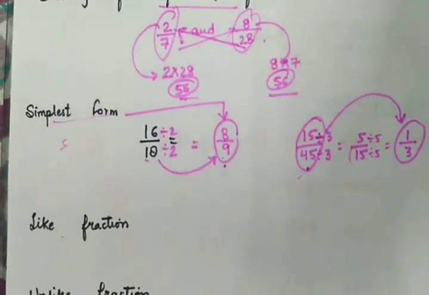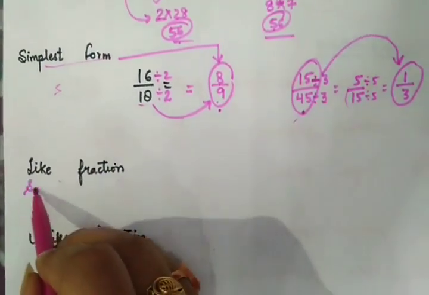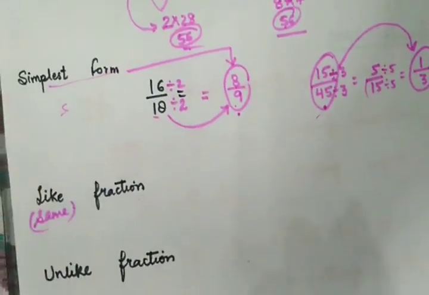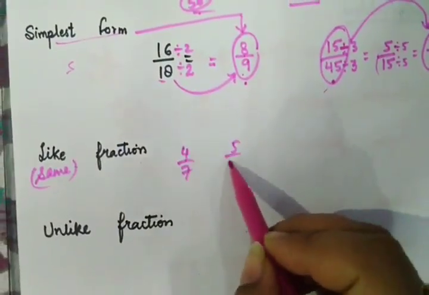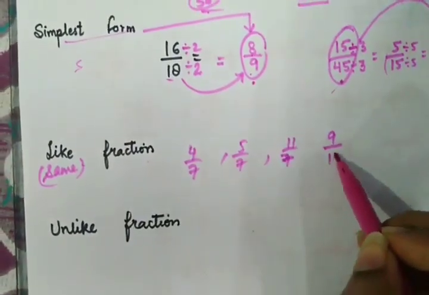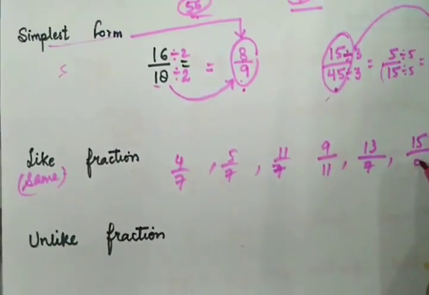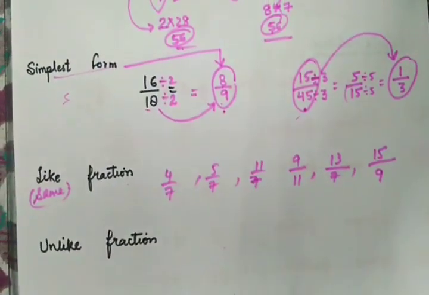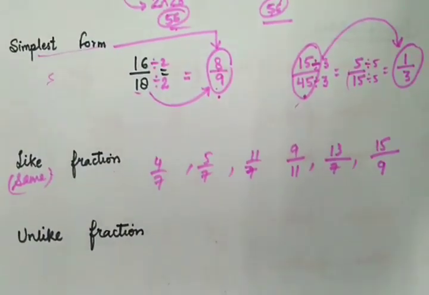Next is now like fractions. Now what are like fractions? Like means same. Now what same? That we will see over here. Suppose you are given many fractions, there were many numbers that were written over here. So you have to identify which are like fractions. Like fractions means the fractions which are having the same denominator.